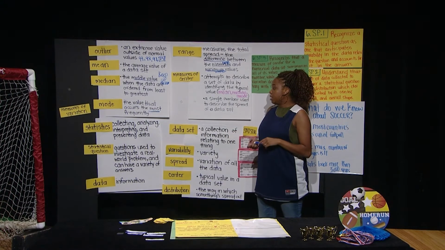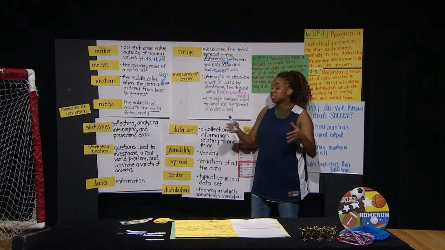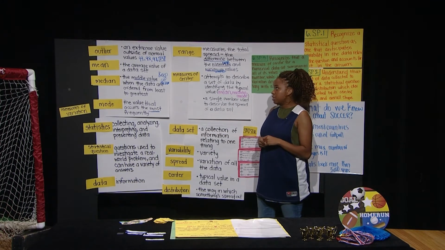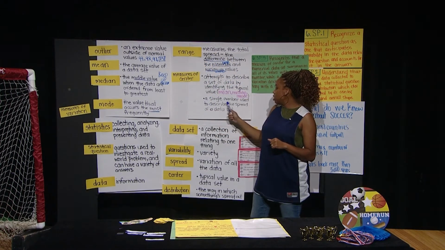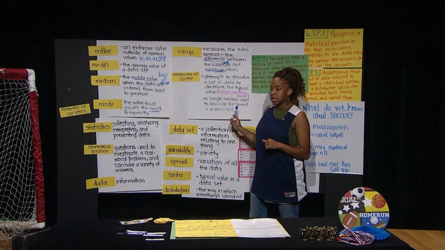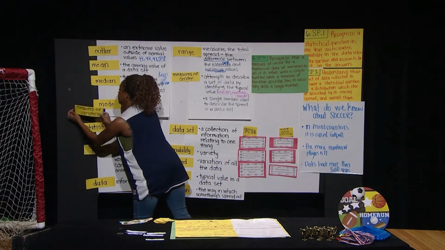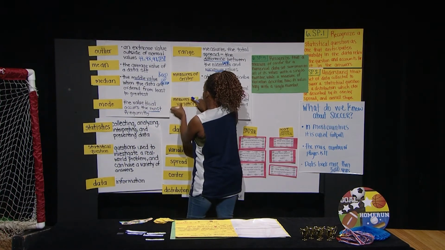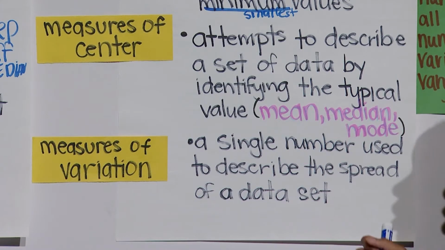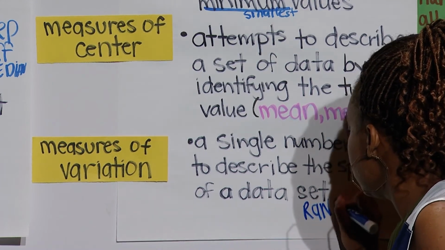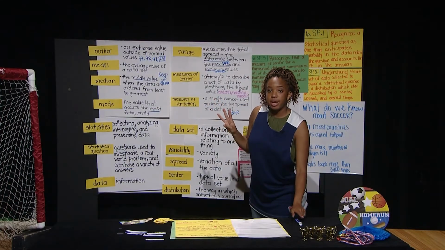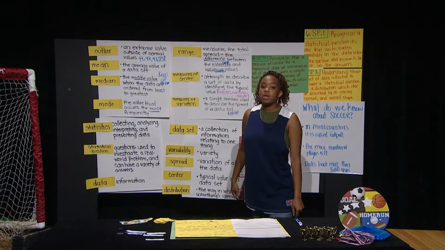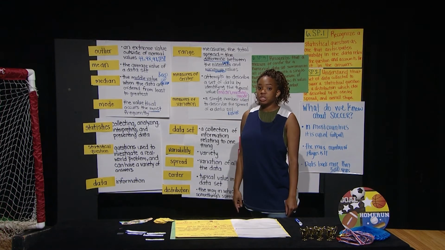Now, a single number used to describe the spread of a data set, and when I think of spread, the total spread, range. A single number used to describe the spread of a data set falls with a measure of variation. And there are two, but the one that we're going to use today for the measure of variation is going to be range. So we have three measures of center that we're going to talk about today: mean, median, mode. And we have one measure of variation, which is range.